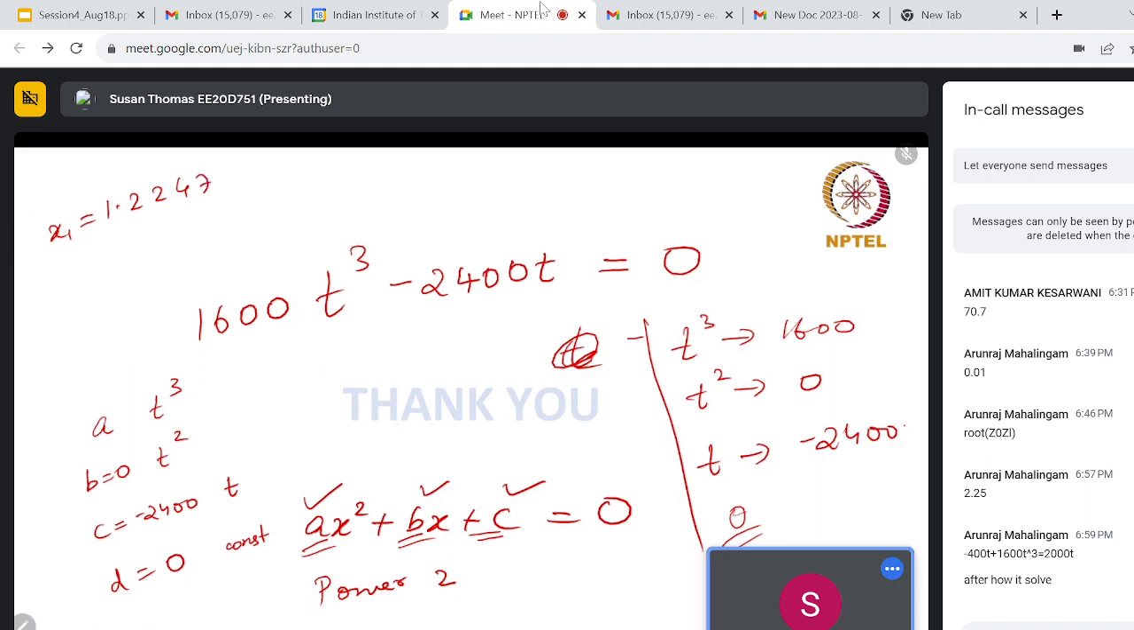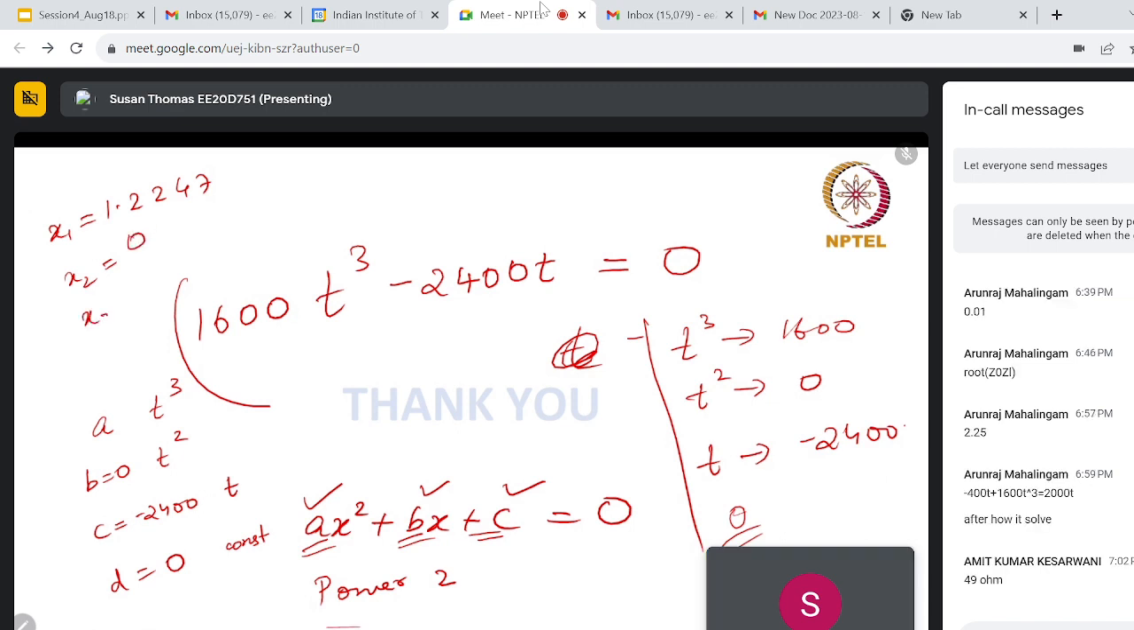1.2247. Okay, what is the other value, X2? X2 is 0, X3 is minus 1.2247. Exactly. Correct, madam, you have 3 solutions, right? 1.2247, 0, minus 1.2247. Yes, that is the right answer.